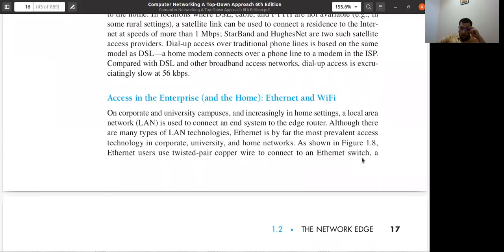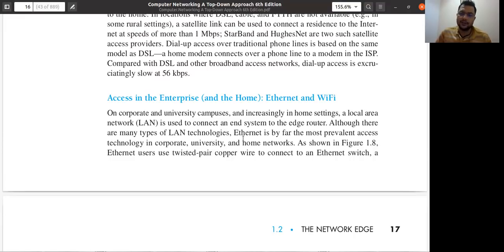Then in case of home and enterprise networks, you can have access to the first router, the first edge router, through Ethernet or Wi-Fi. So Ethernet, the IEEE standard is 802. I think 11 or 3, sorry. Wi-Fi is 802.11. For Ethernet it is 802.3. Those are the IEEE specifications which govern Ethernet standards and Wi-Fi standards.